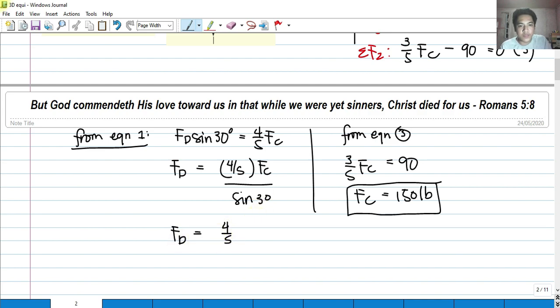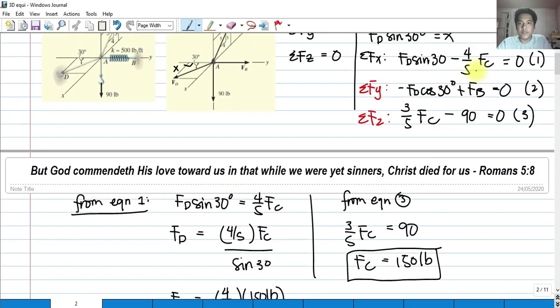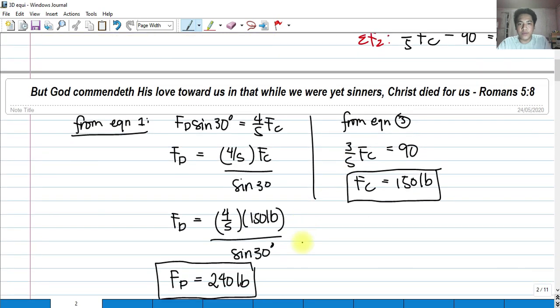That's 4/5 of the 150 pounds all over sine 30 degrees. Make sure you are in the degree mode. So we have f sub d, and that is 240 pounds. Finally, we can solve for f sub b. F sub b is simply from equation 2.